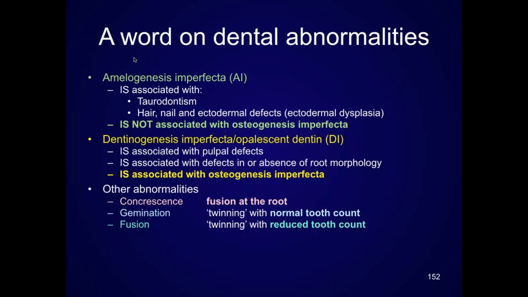And then there are some things about teeth being fused, right? If they're fused at the root, it's called concrescence, and then it's all about tooth count. If there's a gemination or twinning of a tooth, they're going to have a normal number of teeth. They'll just have one tooth that looks like it's splitting in two. If they have a fusion, you'll have a decrease in tooth count. That's what it boils down to.